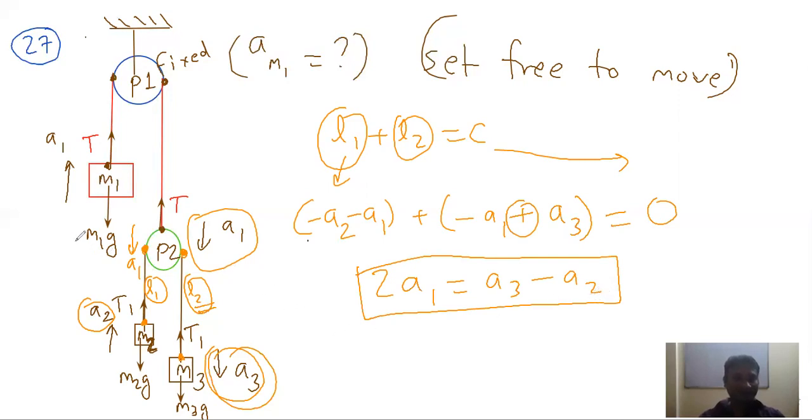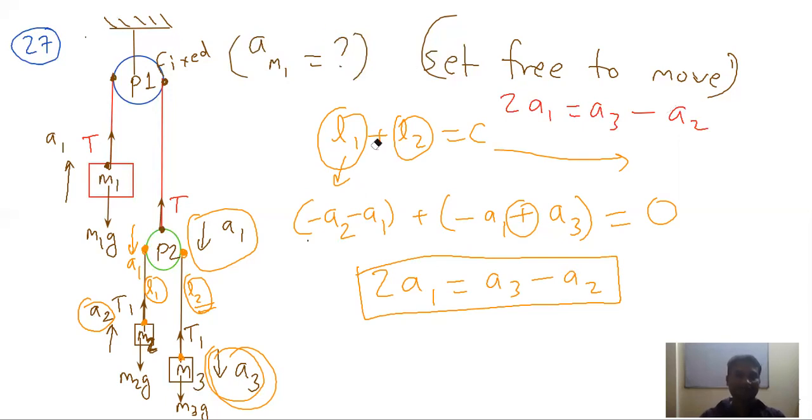So what we have marked: a1 is the acceleration of m1 in upward direction, and pulley P2 is moving down with acceleration a1, and mass m2 has acceleration, let us say a2, in upward direction, and m3, let us say, is moving down with acceleration a3. So this is the relation. Let me write this relation here. What is the relation which we derived? 2a1 is equal to a3 minus a2.